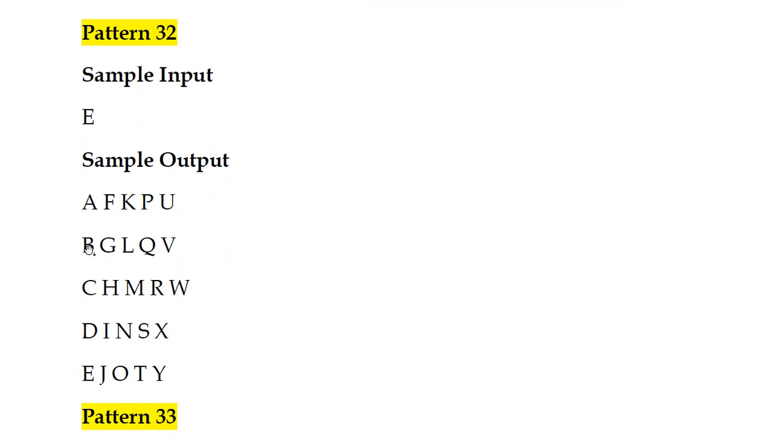If the sample input is E, from A in the first position I'm switching to the F position, five steps. Again from F, five steps, means what is that? K. K to P. P, five steps, gets U. In the same way we are doing for the remaining rows also. B to what is the next character? Step by step we are changing that. I hope you are clear with this sample input output. Five steps again.